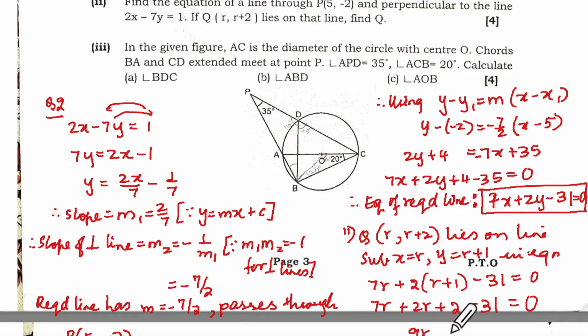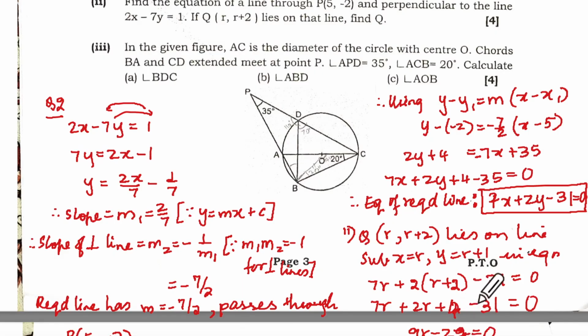9r minus 29, no? Minus... 2 into r plus 2, so it should be 2r plus 2. Oh, I wrote this. Plus 4, there is 4 here. And so you should be getting 27. 27. Okay. Yeah, that's why I knew there was something wrong.